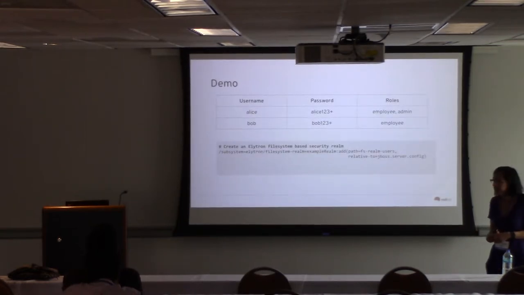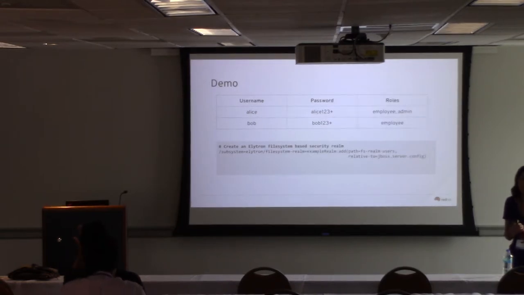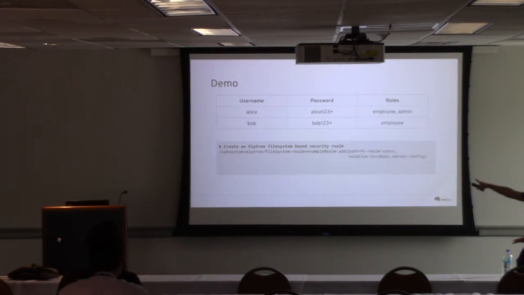So we're going to create an Elytron file system security realm with two users, Alice and Bob. Alice is going to have both admin role and employee role, and Bob is only going to have the employee role. So we can create this file system security realm using WildFly CLI commands. In particular, we can use the file system realm add operation to create a new security realm called example realm. The path attribute here specifies the location on your file system where you want this new Elytron security realm to be stored.